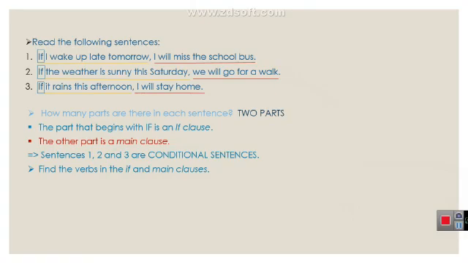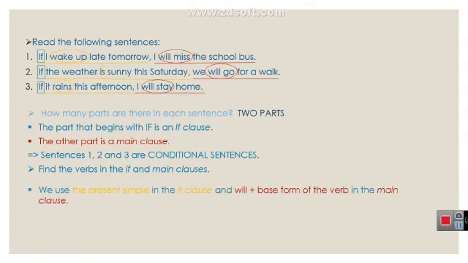Sentence 1. In the if clause, the verb is wake up, and in the main clause, will miss. Sentence 2. In the if clause, the verb is is, and in the main clause, will go. Sentence 3. In the if clause, the verb is rains, and in the main clause, will stay.